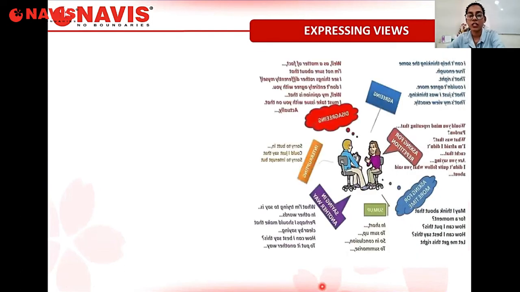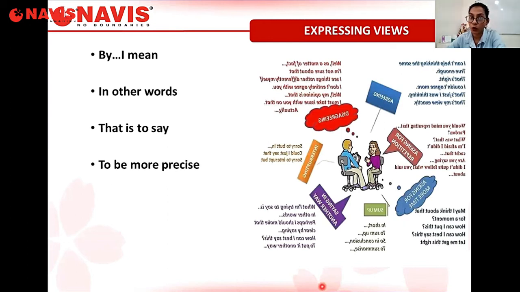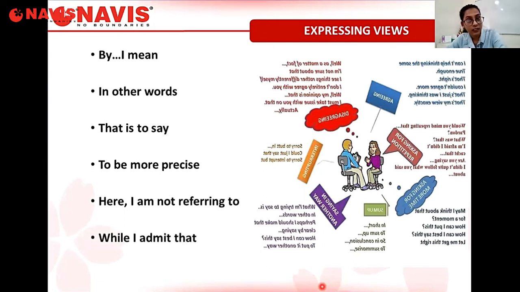So let's see what are the views that you can express further. You can use certain standard expressions like by this I mean, in other words, that is to say, to be more precise. Here I'm not referring to when you disagree, while I admit that. To illustrate. So to illustrate is something you can use when you're giving a supporting idea or an example.